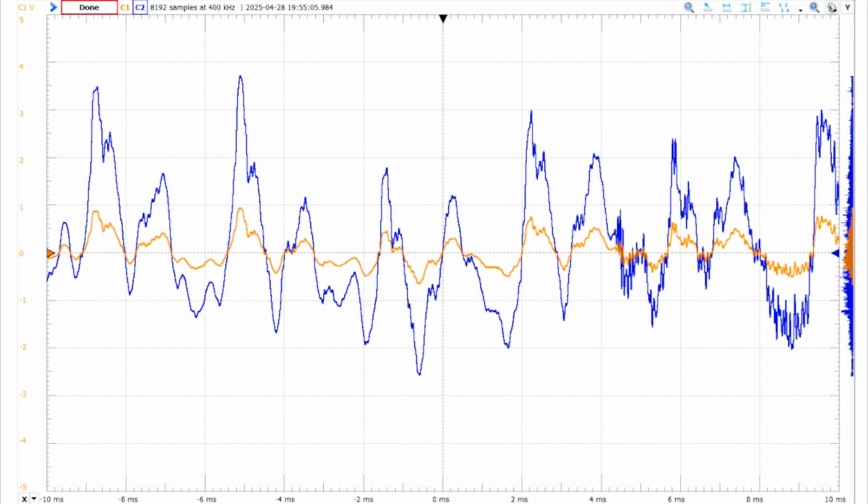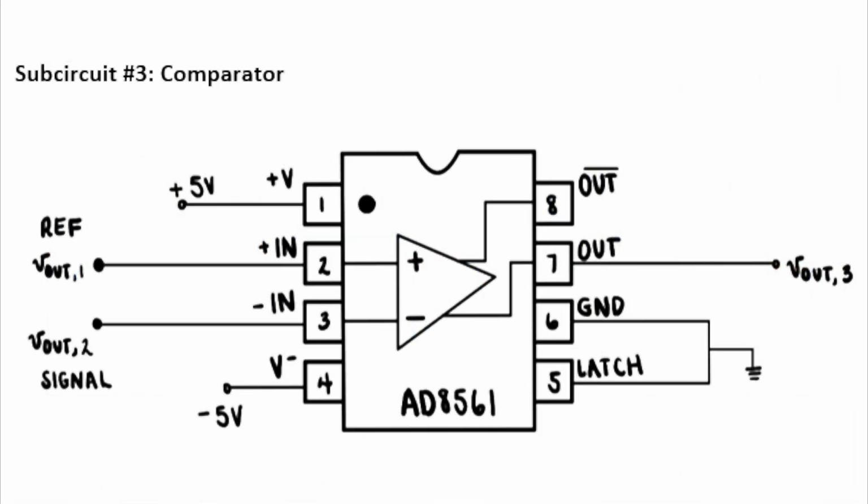Alright, so now that we've walked through the component selection for the preamplifier and the schematic, let's take a look at the output signal. We can see the original signal is in orange and the amplified output signal is in blue. The output reaches approximately 4 volts peak to peak and is centered around 0 volts, confirming that the preamplifier is functioning as intended with a gain of 4 from the original audio signal. So now that we've walked through subcircuits 1 and 2, we're ready to move on to subcircuit 3, the comparator.